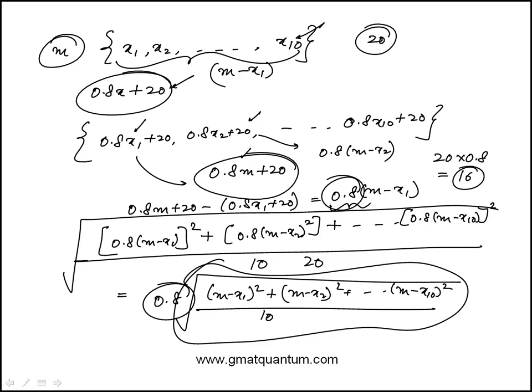So if you already know the result, you can just apply it. You don't have to do any of this, but I did it just so you can visualize why it's multiplied by 0.8. So the answer is 16, which is choice B.